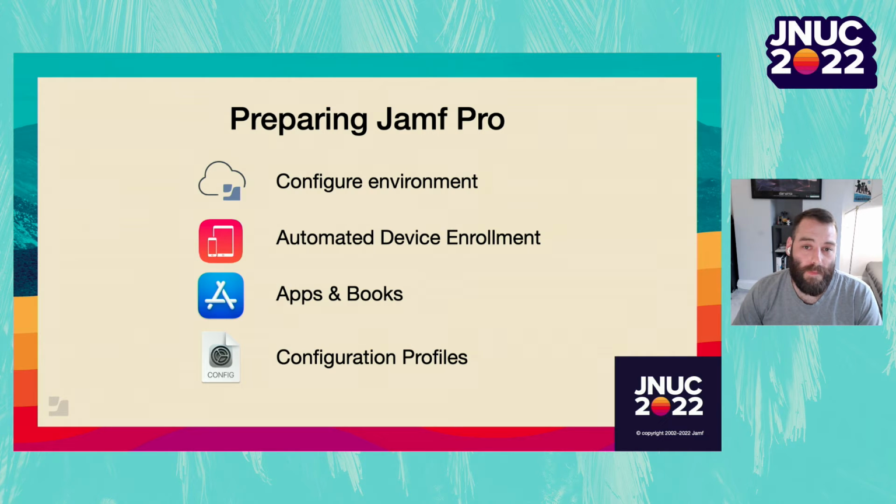You'll need to configure a new Apple Push Notification Service, or APNS, certificate, an automated device enrollment, or ADE, token, and a volume purchasing, or VPP, apps and books token. And this is going to ensure that all of Apple's enterprise services will continue to work correctly.